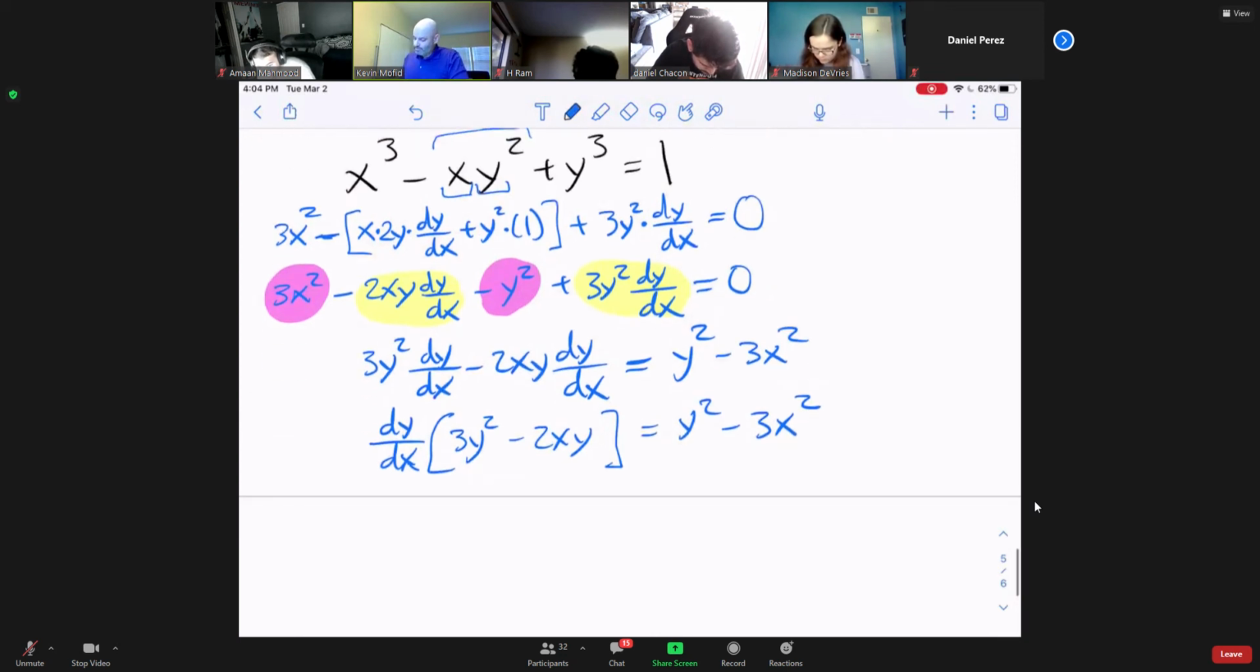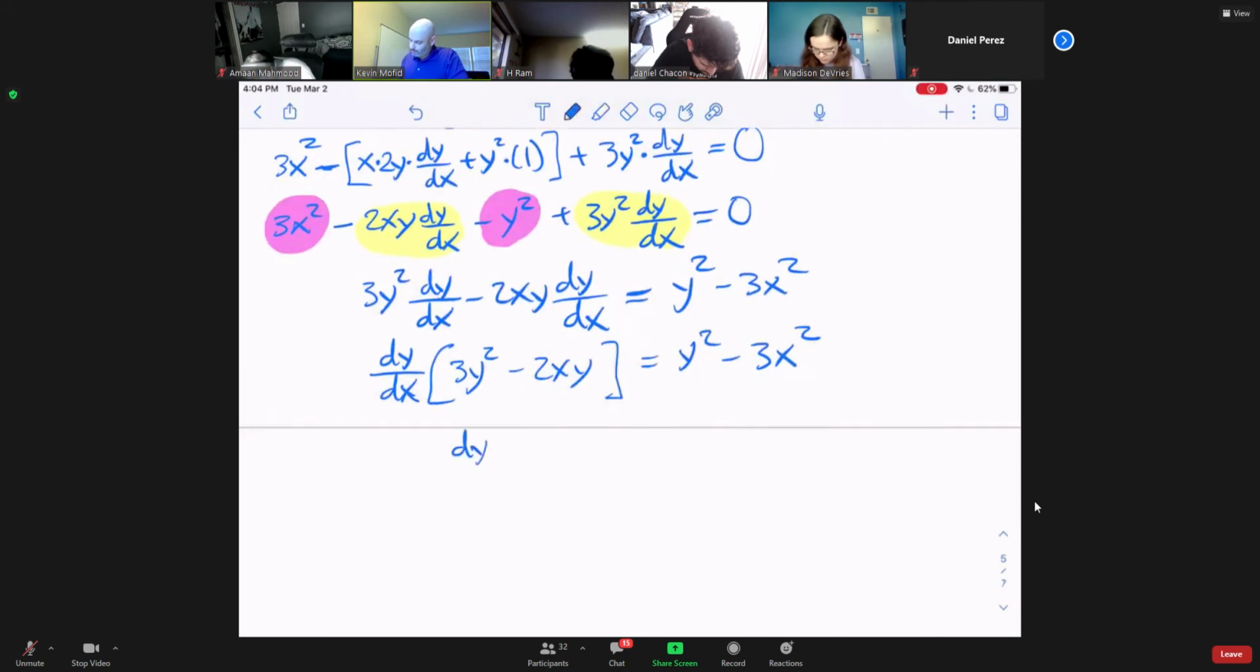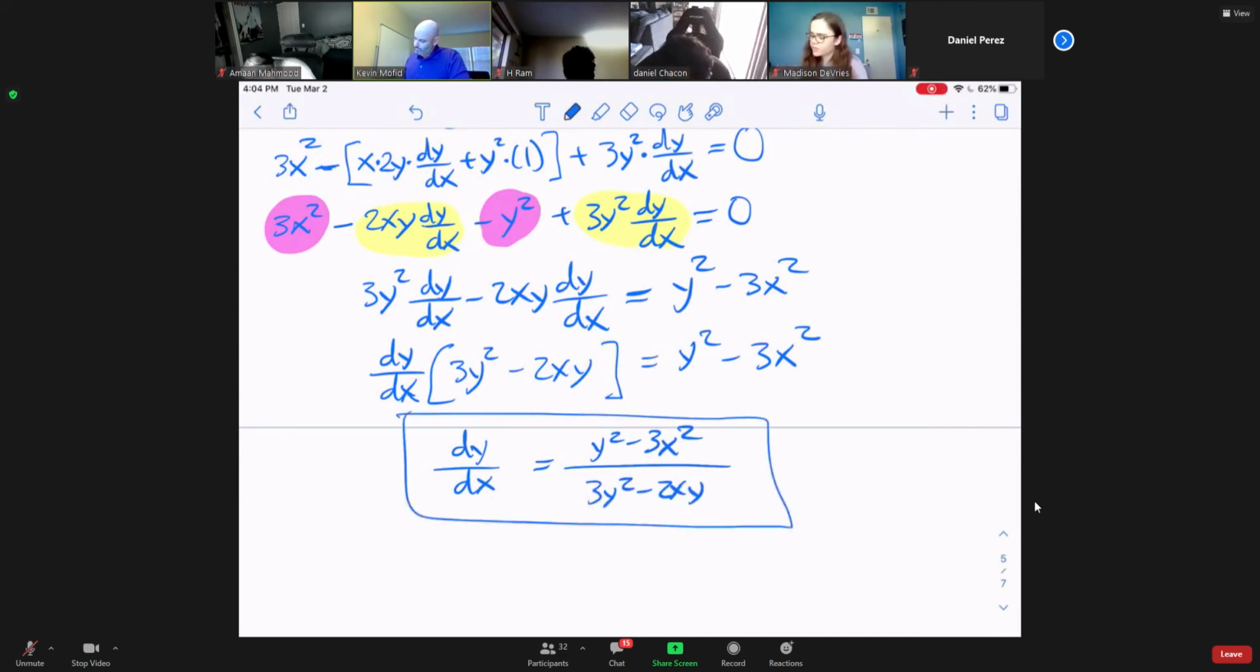Now divide both sides by what's inside the bracket. And we're done. Now, be very careful. Don't cancel anything out. For you to be able to cancel anything out here, you'd have to be able to factor something out on top and the bottom. The bottom, I can factor out a y, but since I can't factor out a y from the top, there's no point of factoring it out to reduce.